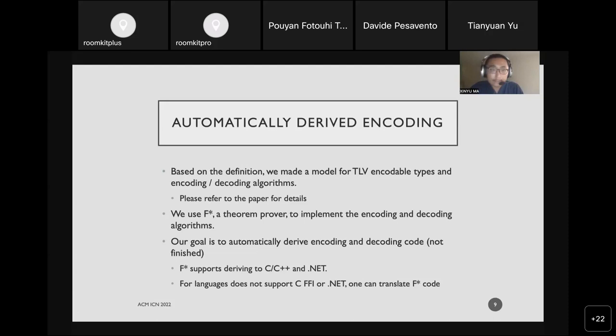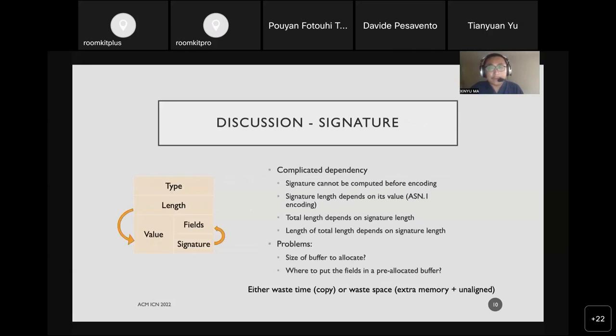By developing this TLV model, we found some issues in the TLV coding. First is about the signature. Signature is also one new thing in NDN TLV, and we find that the signature part has some complicated dependencies, because first the signature cannot be computed before encoding, because it's computed based on the encoded wire. And then the signature length depends on its value, because in some algorithms we use ASN.1 encoding to encode the signature value. And what's worse is the total length depends on the length of the signature, and the length of the total length field depends on the signature length, which gives a figure like this.